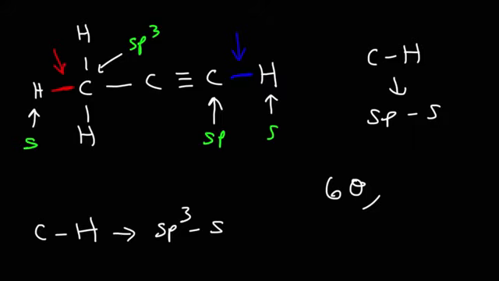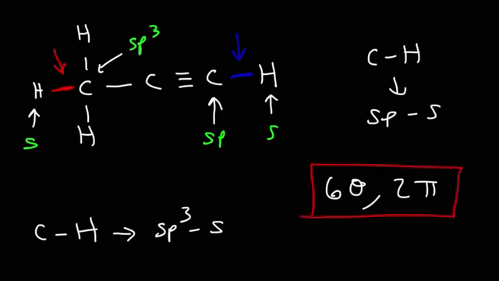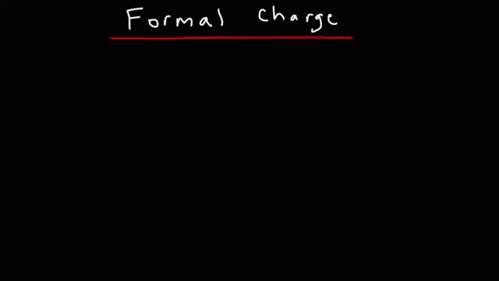Now, how many pi bonds do we have? We know that a double bond contains 1 pi bond. A triple bond contains 2 pi bonds. So this molecule has 6 sigma bonds and 2 pi bonds. So that's how you could determine the number of sigma and pi bonds in an organic compound.